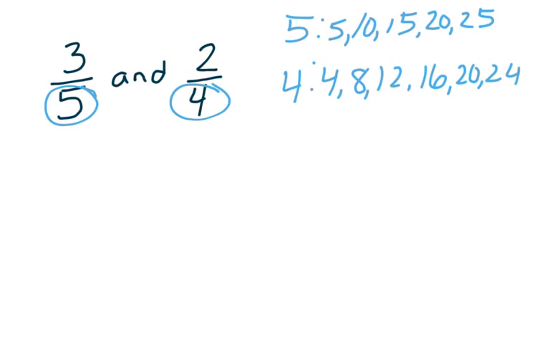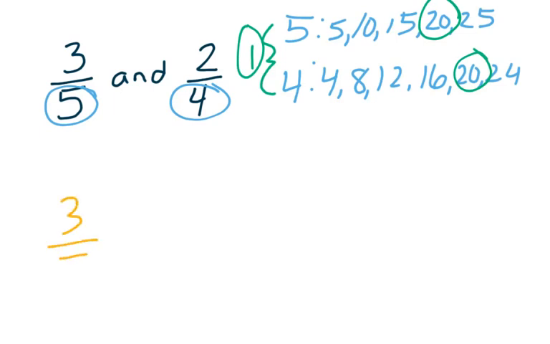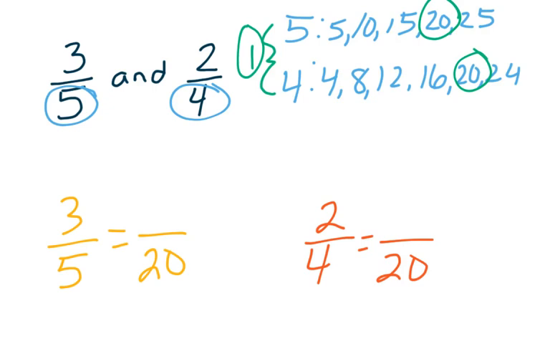You don't have to go on forever, but you should list about 5, 6, 7, or at least until you find something that they have in common. I see that I have the number 20 in common with my multiples. And again, this was my first step. Step number 1 is to list my multiples. Step number 2, I'm going to rewrite my fractions. I'm going to take 3/5, and I want it to equal something over 20. And I'm going to take 2/4, and I want that to equal something over 20.